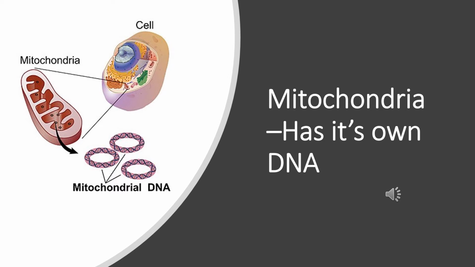Interestingly enough, mitochondria, the powerhouse of the cell, has its own DNA, and they often use mitochondrial DNA for tracing back ancestry. In fact, they can trace mitochondrial DNA from mother to daughter. And they did this, and they basically figured out that we came from one family of women about 15,000 years ago in sub-Saharan Africa.